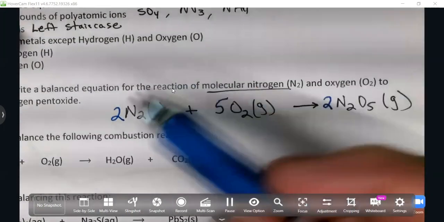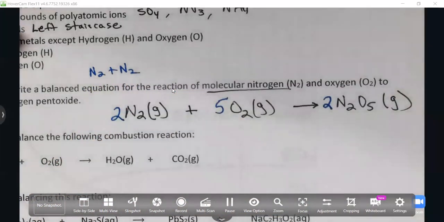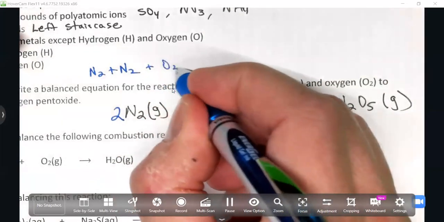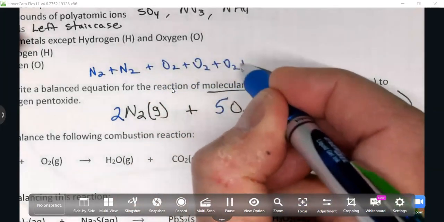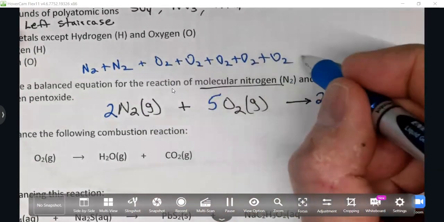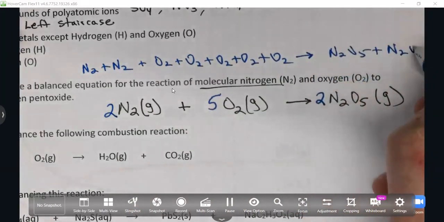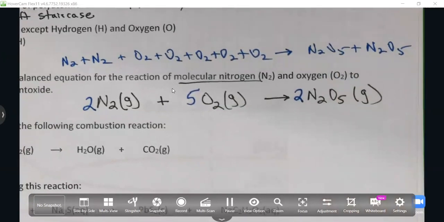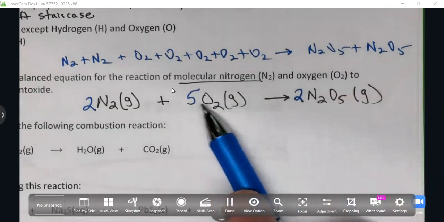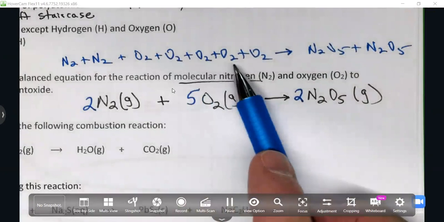Now, what this really means is we have 2 nitrogens. So you have N2 plus N2 plus O2 plus O2 plus O2 plus O2 plus O2. Now you realize we don't write them out like this. And you get N2O5 plus N2O5. Isn't that what that really means? This is why we can multiply all the time. 5 times 2, there's 10 oxygen, right? 10 oxygen here, or 2 plus 2 plus 2 plus 2 plus 2 gives us 10.